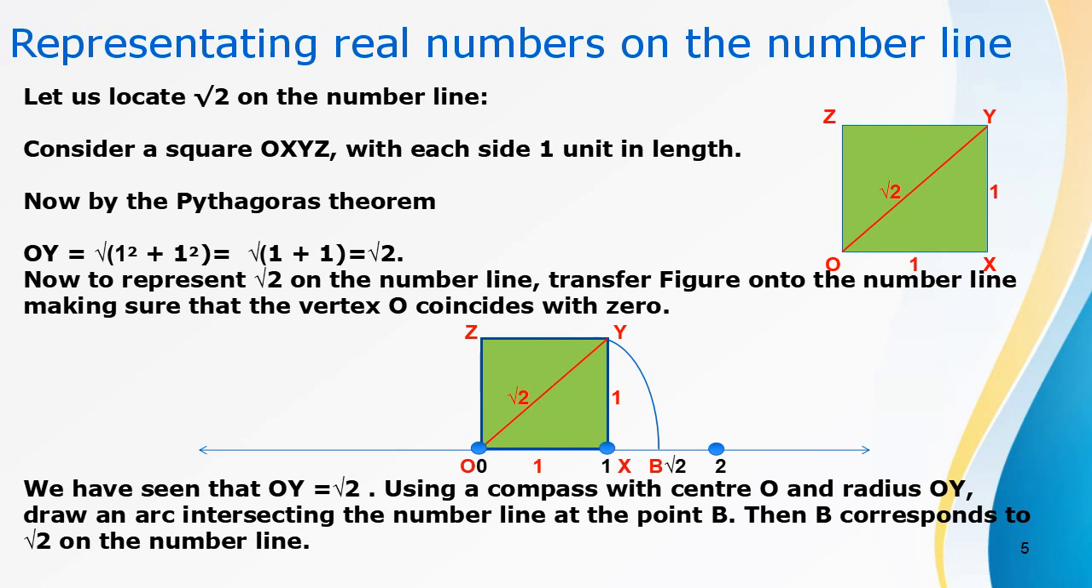Now to represent root 2 on the number line, transfer the figure onto the number line, making sure that vertex O coincides with 0. We have seen that OY is equal to root 2, so using a compass with center O and radius OY, draw an arc intersecting the number line at the point B. Then B corresponds to root 2 on the number line.